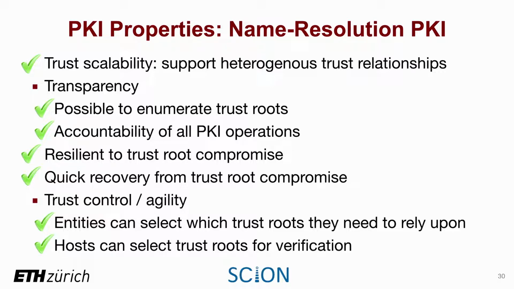We have trust scalability, thanks to the isolation domains, and transparency, and those are inherited from the end entity PKI. We also get resilience to trust root compromise, again, from the end entity PKI, and again, quick recovery from trust root compromise thanks to the TRC dissemination mechanism. Similarly, entities can again select which trust roots they need to rely upon, thanks to the properties from the entity PKI. And again, hosts can select their trust root for verification by virtue of being able to select the TRC.